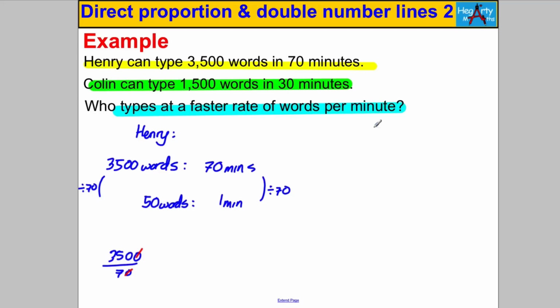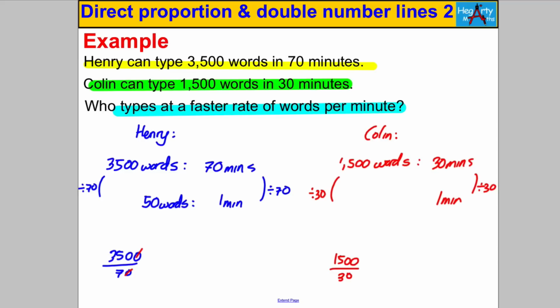Let's go off and see how well Colin's doing. So Colin's over here. Colin, on the other hand, is doing 1,500 words in 30 minutes. Right? So let's try and work out how much he does each minute. We're going to have to divide by 30 here. And if you do 1,500 divided by 30, you can divide the top and bottom by 10, and 150 divided by 3 is actually 50 again. So he does 50 words per minute. So the question is, who types faster? And the answer is they type at the same rate.